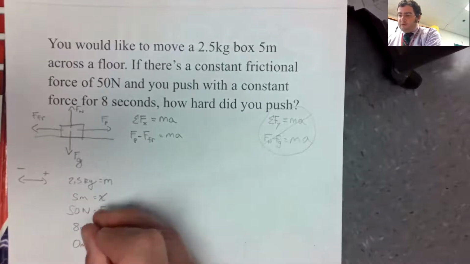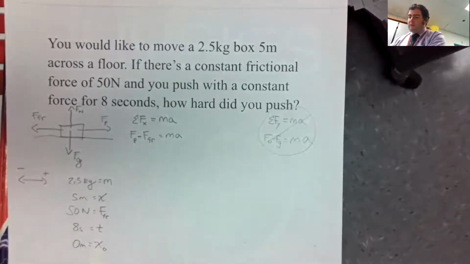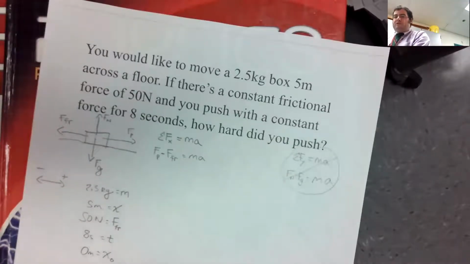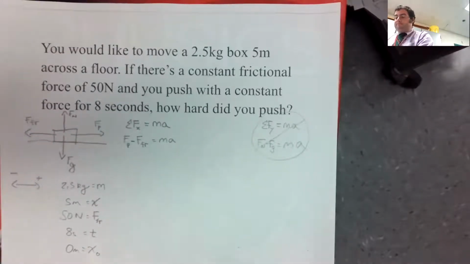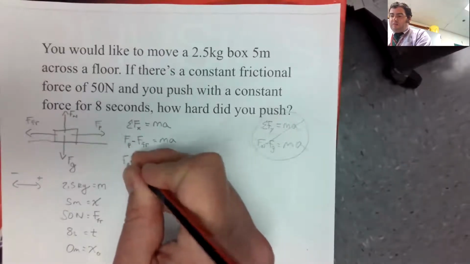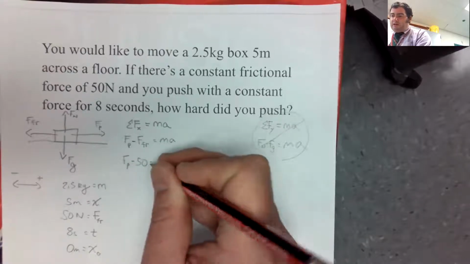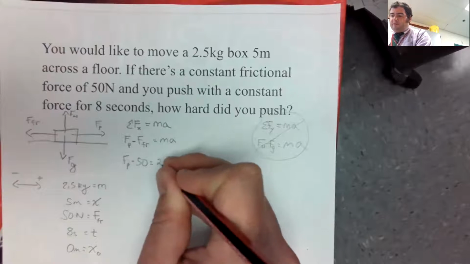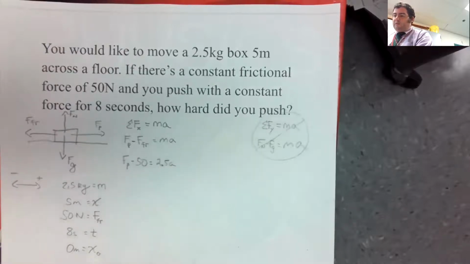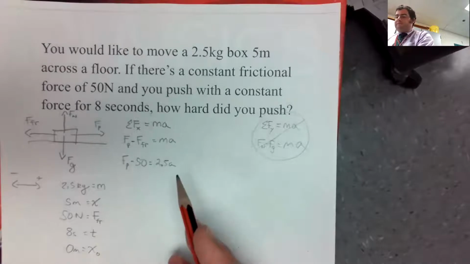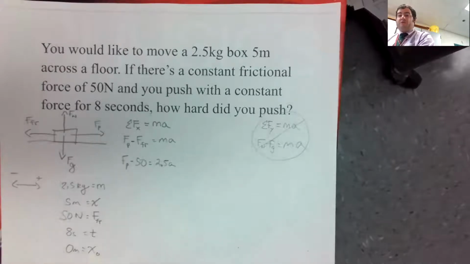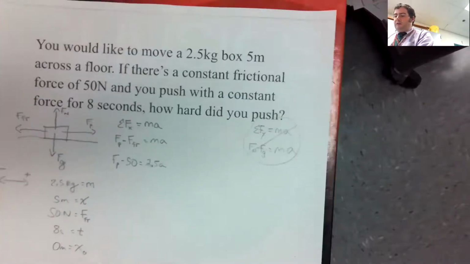It says frictional force of 50, so that's FFR. Now I would just try to plug into the equation I've got and see if it's solvable. FP minus 50 is 2.5 A. So not solvable. We have two unknowns. That means I should do a motion equation. I'm noticing this is a place where students are stressing. What if I pick the wrong motion equation? Not a big deal. In fact, I'm going to deliberately pick the wrong motion equation.